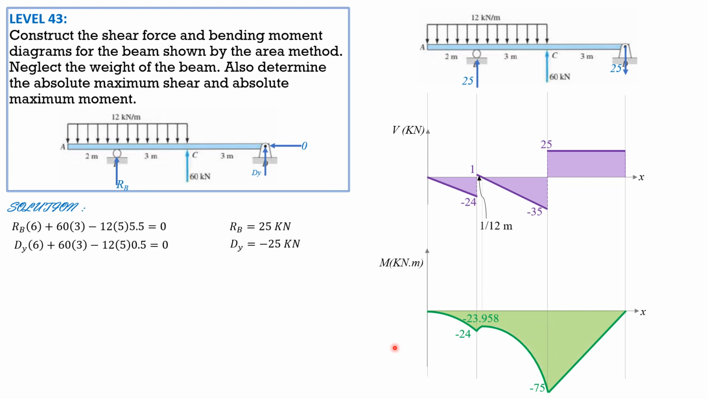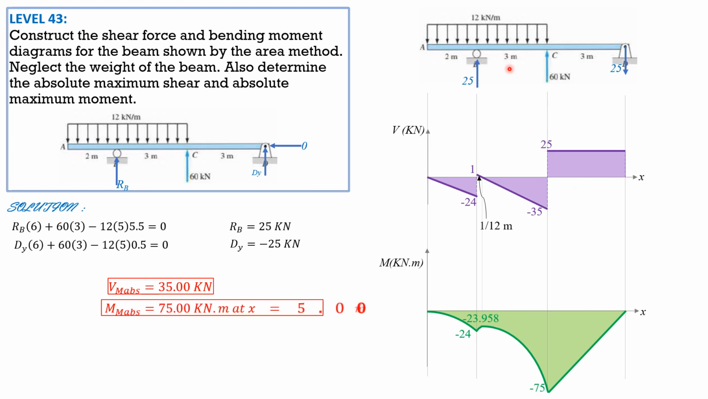Then from the figure, the absolute maximum shear is 35, and the absolute maximum moment is 75, and it occurs at x equals 5 from the figure. So that's it.